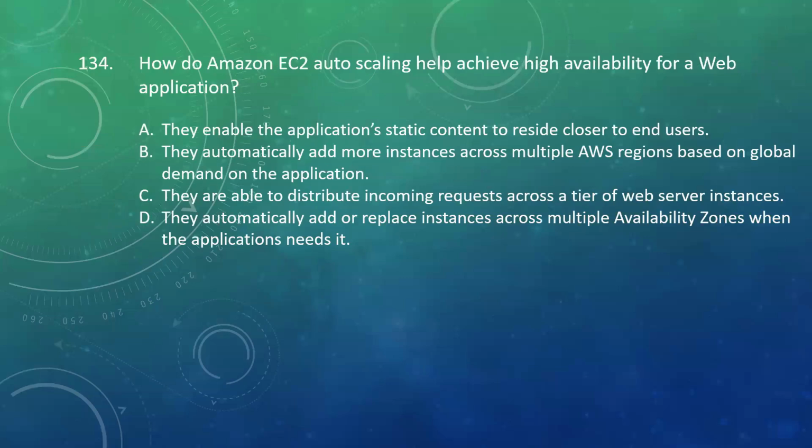How does Amazon EC2 Auto Scaling help achieve high availability for a web application? Option A, they enable the application's static content to reside closer to end users. No, this is a feature of CloudFront, so an incorrect option. Now, option B, they automatically add more instances across multiple AWS regions based on global demand on the application. This option definitely provides high availability. However, EC2 Auto Scaling doesn't add instances to multiple regions. So again, an incorrect option.